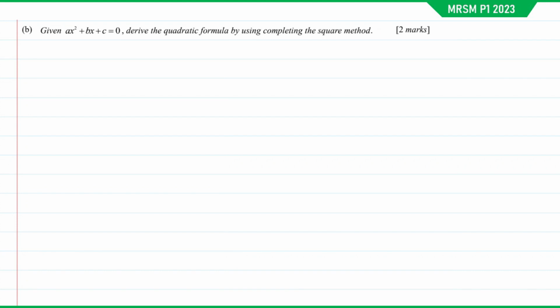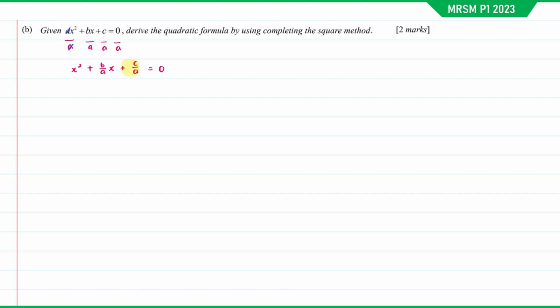Question b. Given ax squared plus bx plus c equal to 0, derive the quadratic formula by using the completing the square method. So first, we need to make sure the coefficient of x squared is equal to 1. Therefore, we're going to divide every term by a. So next, we're going to get x squared plus b over a x plus c over a equal to 0.